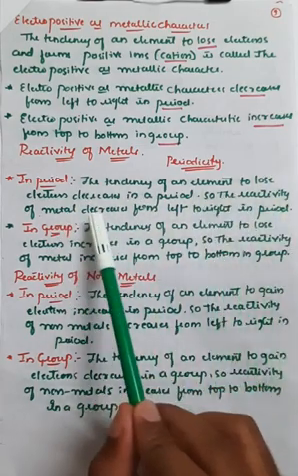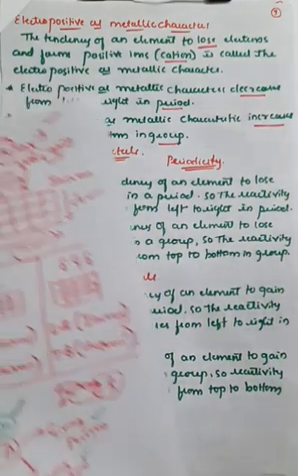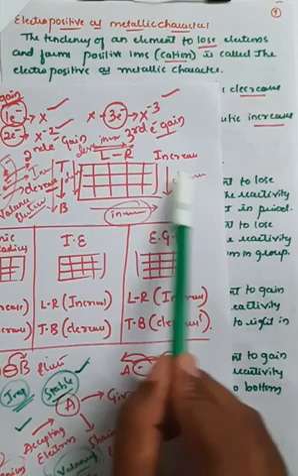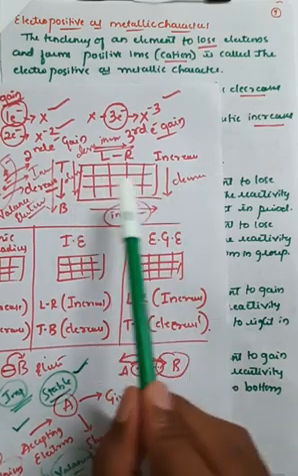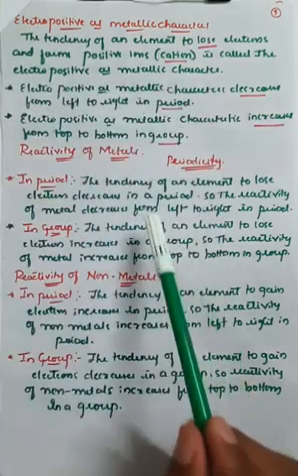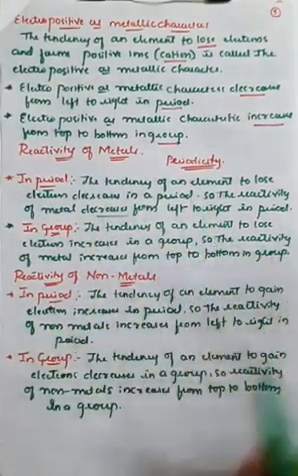So the reactivity of metals decreases from left to right in the periodic table. Whenever you go from left to right, there is no ease of removal of electrons. We cannot remove the electron very easily. Therefore, in periods the value goes on decreasing from left to right.